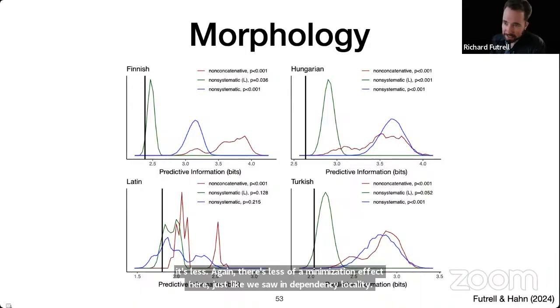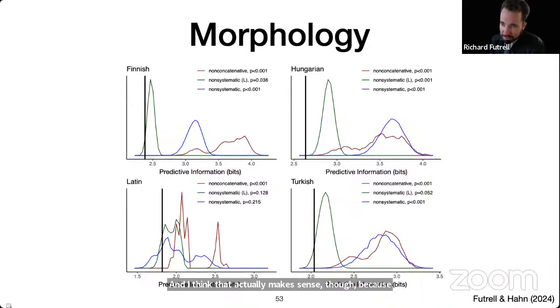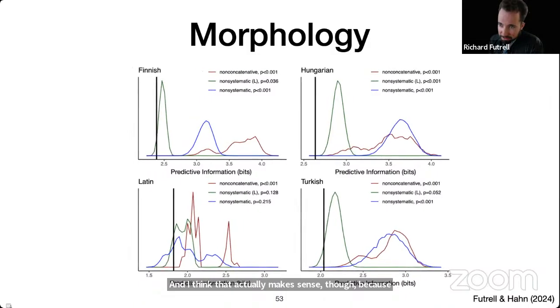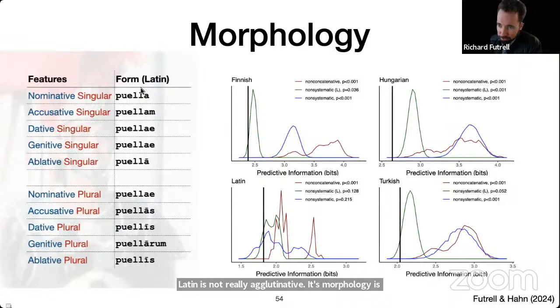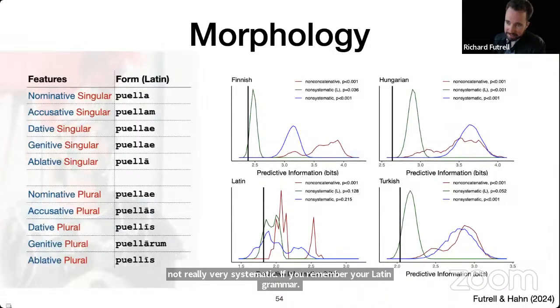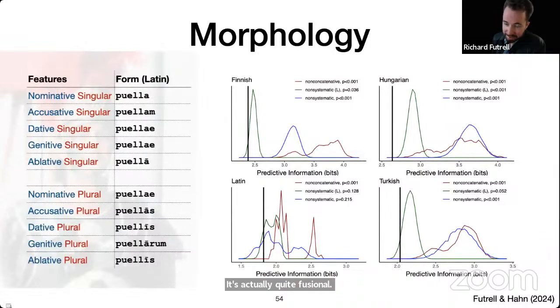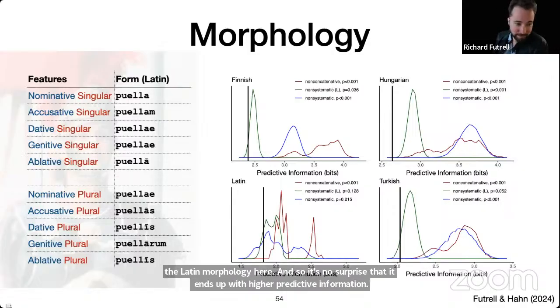And I think that actually makes sense, because Latin is not really agglutinative. Its morphology is not really very systematic. If you remember your Latin grammar, it's actually quite fusional. It's hard to find a particularly systematic pattern in the Latin morphology here. And so it's no surprise that it ends up with higher predictive information relative to the baselines.